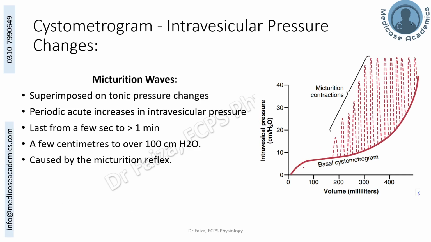Another thing you can appreciate in this cystometrogram are the dotted lines. The solid line is showing the tonic changes in the pressure of the bladder, whereas the dotted lines are showing the micturition contractions, or the phasic change in the bladder pressure. These are superimposed on the tonic changes and are periodic acute increases in the pressure. They last only from a few seconds to a minute, and the intensity can vary from a few centimeters of water to even approximately 100 centimeters of water, and these are caused by the micturition reflex.